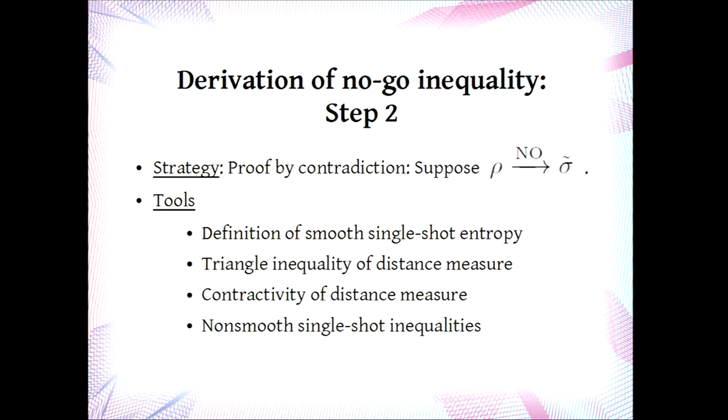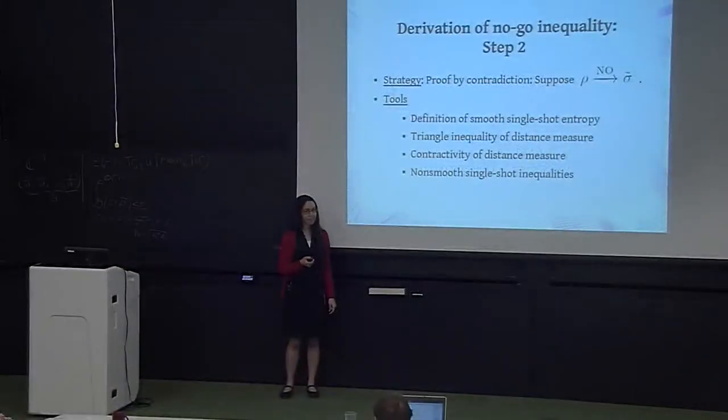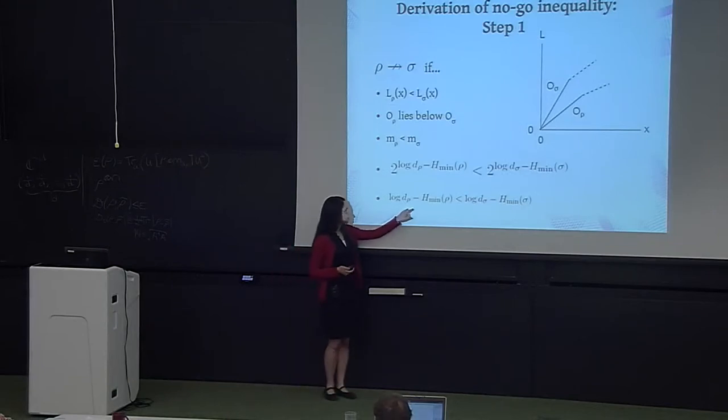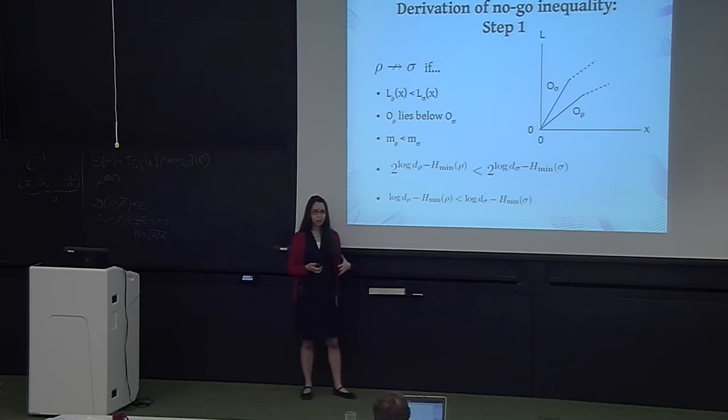Is there some intuitive understanding of this no-go? Yeah. We can think of this as saying, more or less, you can't get enough non-uniformity out of rho in order to create sigma, because there's some maximum amount of non-uniformity you can extract using noisy operations, and there's some amount that you need in order to create sigma. Basically, that's what the inequality is saying.